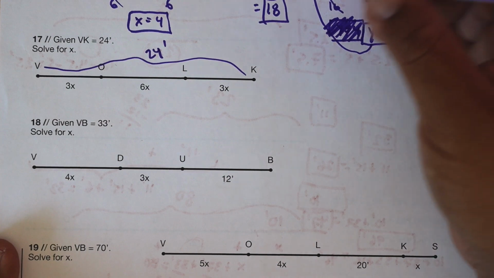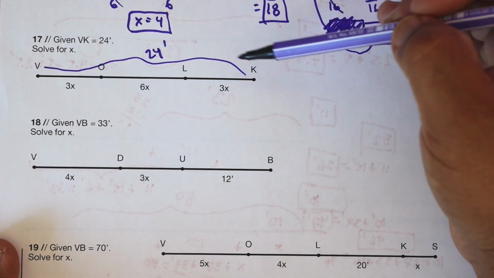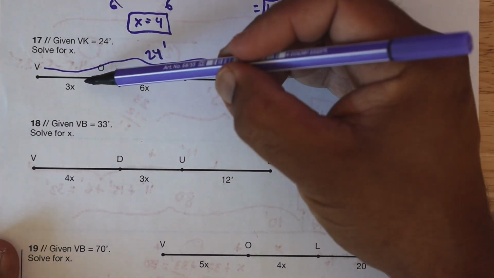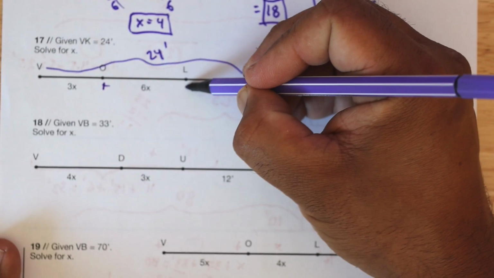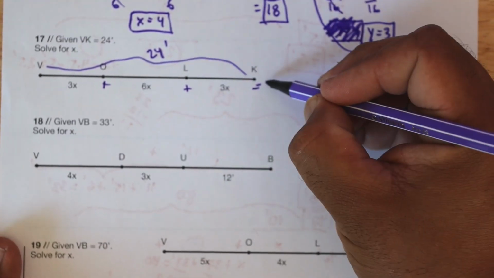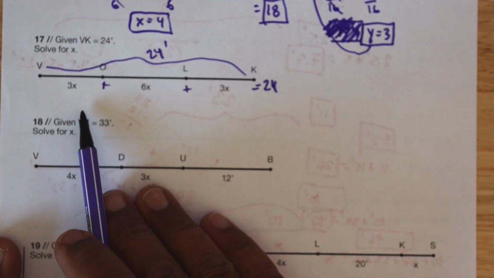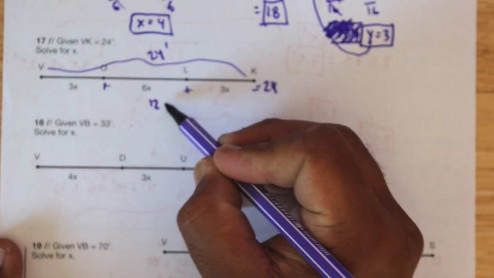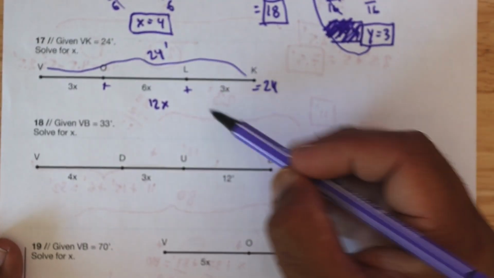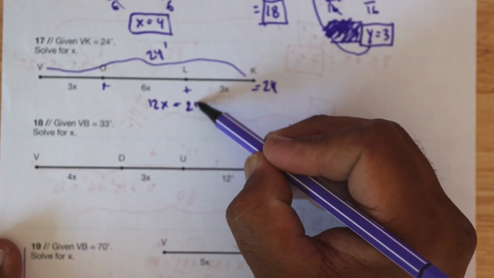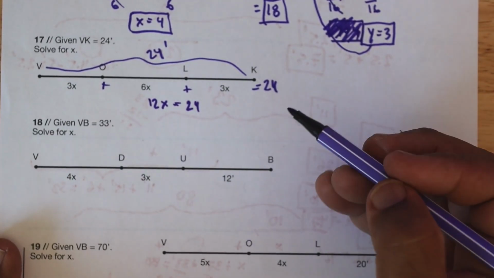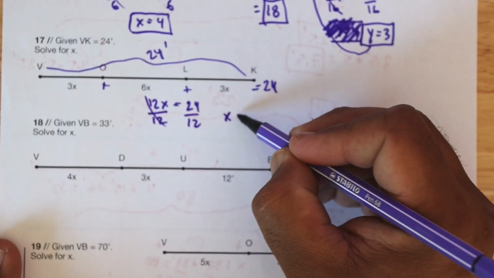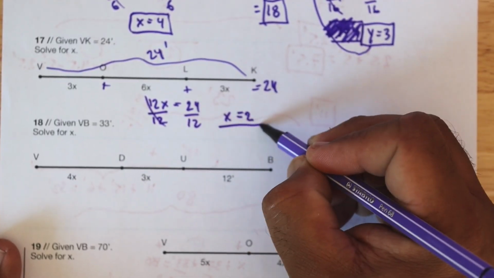So what do I know with segment addition? Segment addition says I can add two pieces together to equal the full length, but I also know that I can add 3 parts to equal the whole length. So this 3x plus 6x plus 3x equals the whole thing, which is 24. 3 plus 6 plus 3 gives me 12x equals 24. Divide by 12. And I get x equals 2.